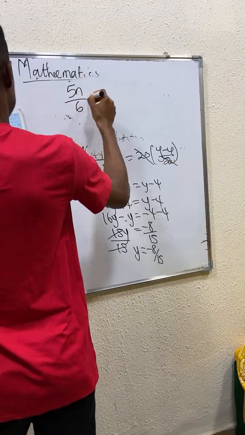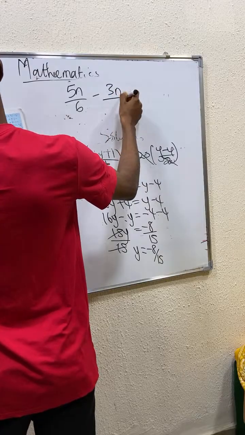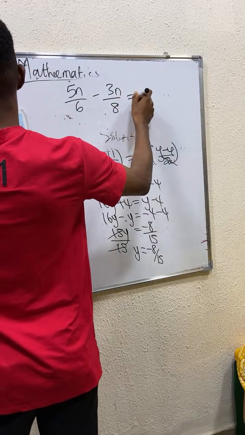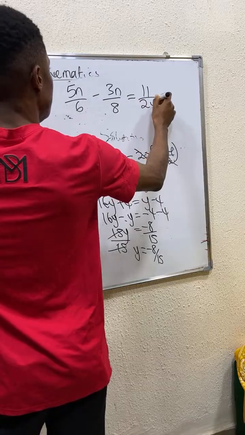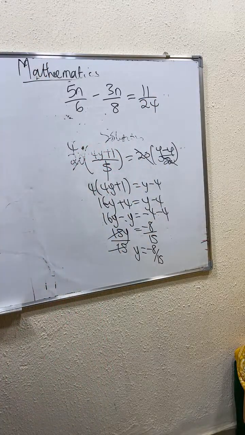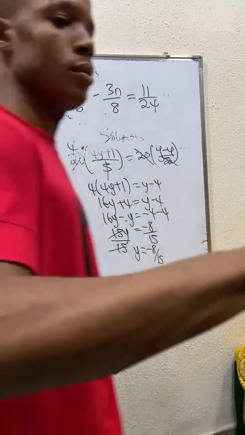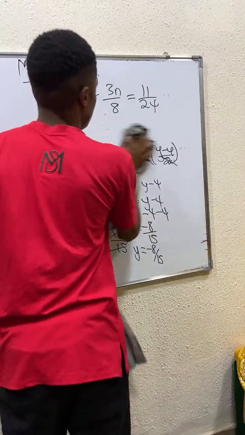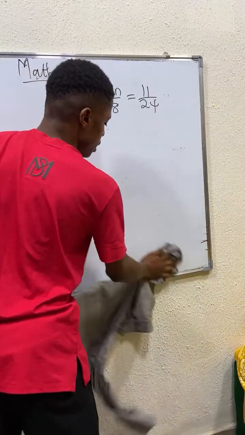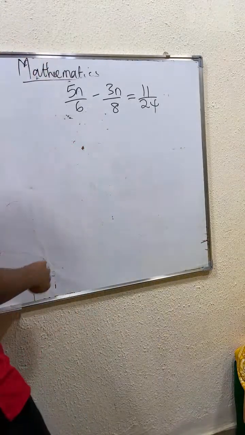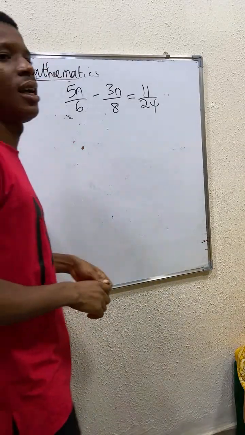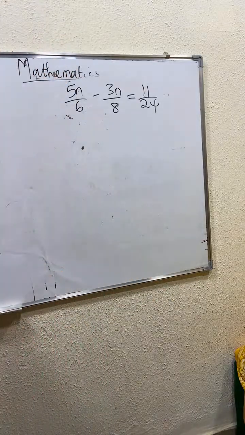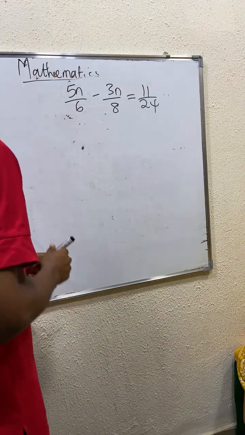5n over 6 minus 3n over 8 is equal to 11 over 24. Okay, let's try to do that. I want you guys to try it and let me know in the comments. Let's take a good look at the problem on the screen. In this problem, we are trying to find n. n is the unknown. To find n is very, very easy.